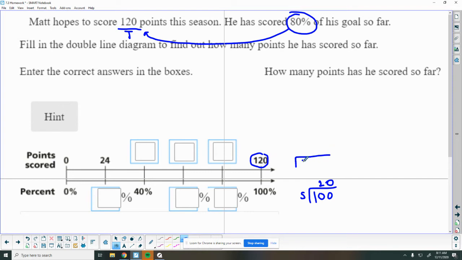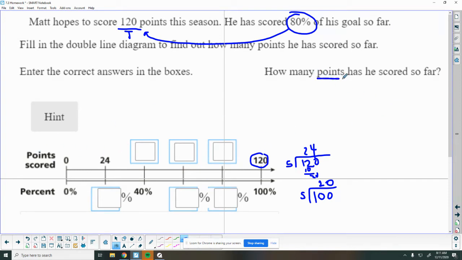120, which is how many points he wants to make, and divided it into 5 groups as well. That goes in there 2 times and 4. So every time you have this fifth of 100, he scored 24 points. We're going to keep on adding groups of 24 to fill in this double number line.